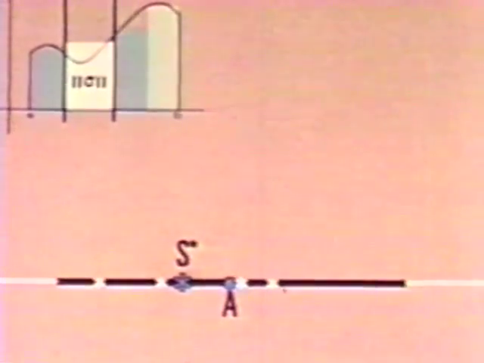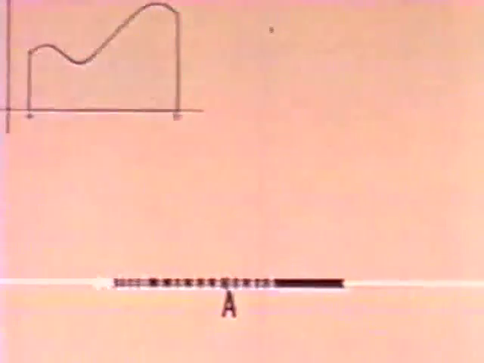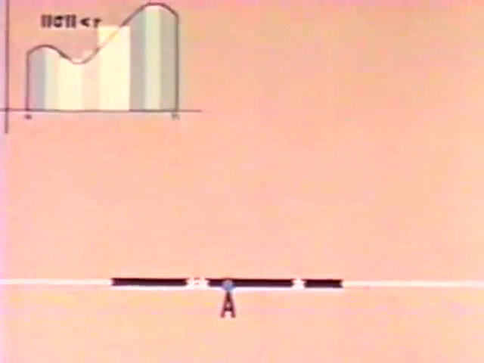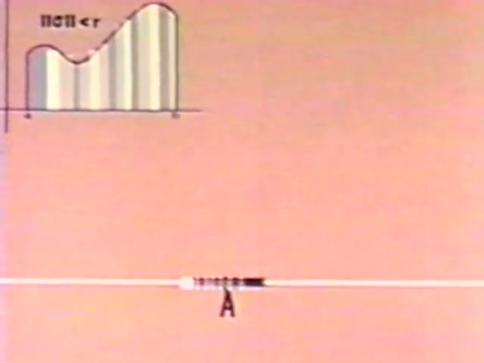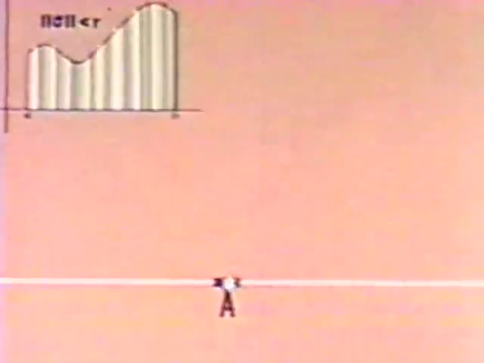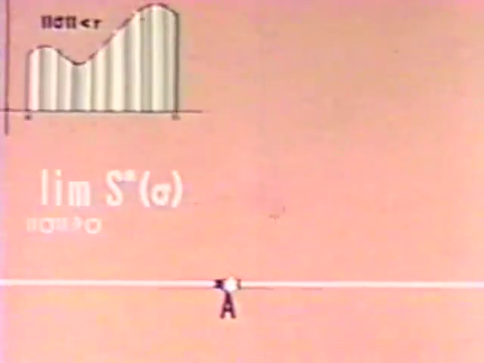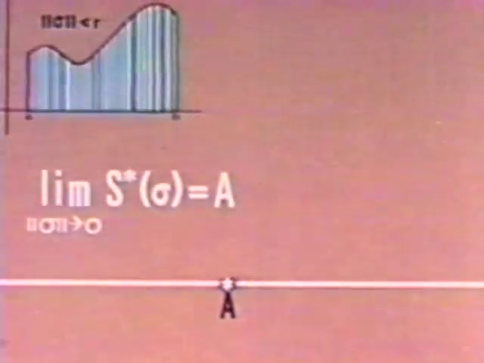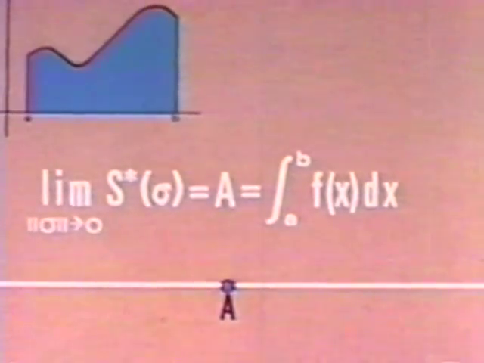If the norm is taken to be less than r, the whole set of star sums is in the p neighborhood of A. No matter how small a positive number p is given, a number r can be found that makes the set of star sums lie in the given p neighborhood of A. We say that the limit of the star sums as the norm goes to 0 is equal to A, and this limit is called the definite integral from a to b of f.